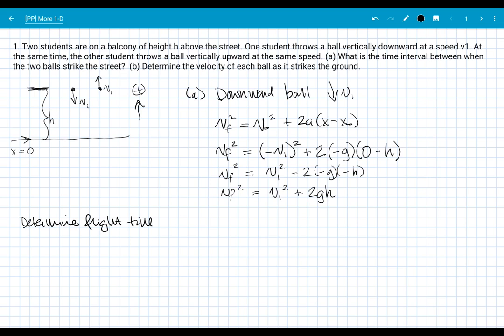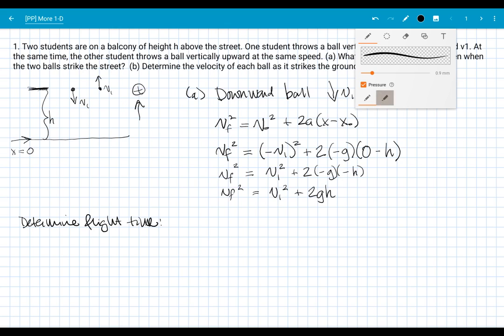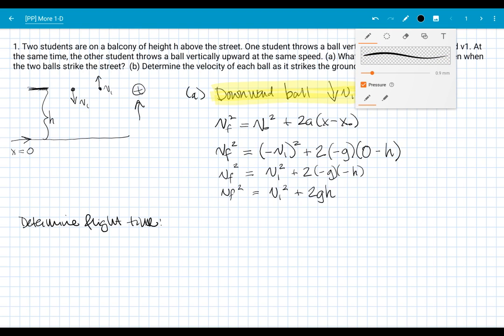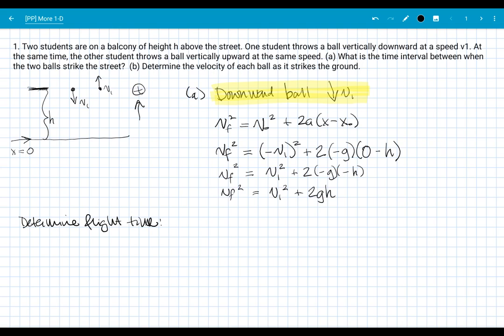I want to know this because I am being asked in this problem to find the difference between the flight times. So remember that here I am talking about the downward ball, the one that was thrown straight downward. There are different approaches here, but I'm going to use v final equals v initial plus at. V final I've already found. V initial is given. Acceleration is gravitational acceleration. Time is the thing I want to find, right?